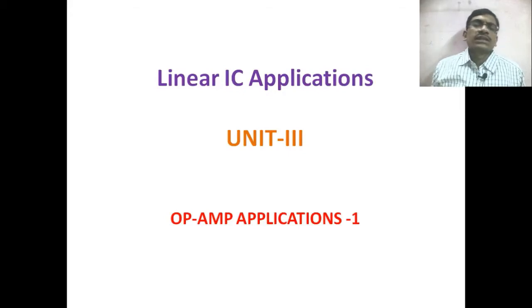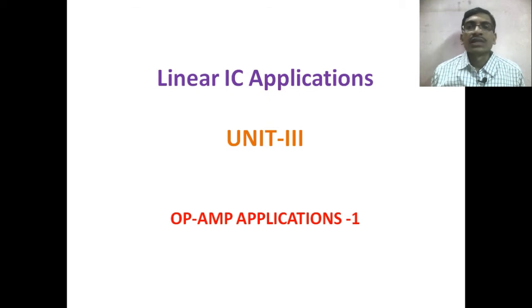Good morning, students. Up to now, we have seen the operational amplifier unit number 1 and unit number 2. In unit number 1, we discussed the differential amplifier, the different types of differential amplifiers, and the DC characteristics, etc.